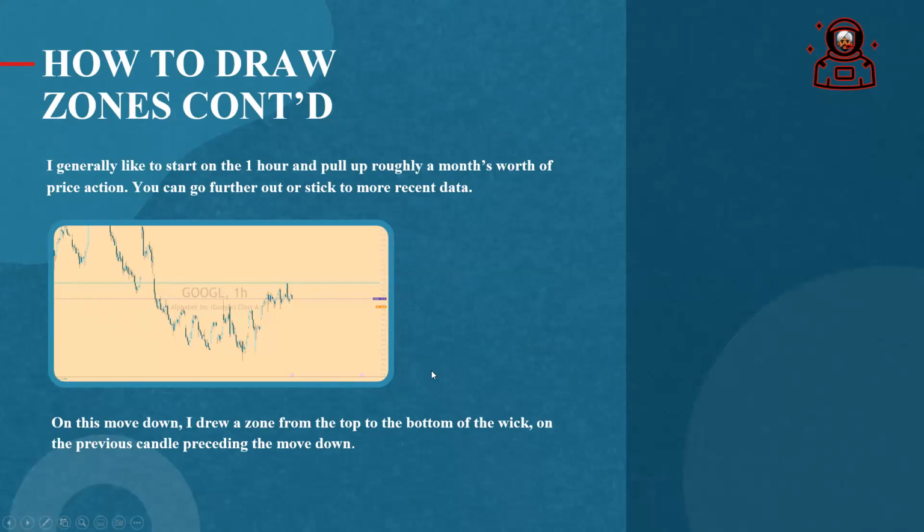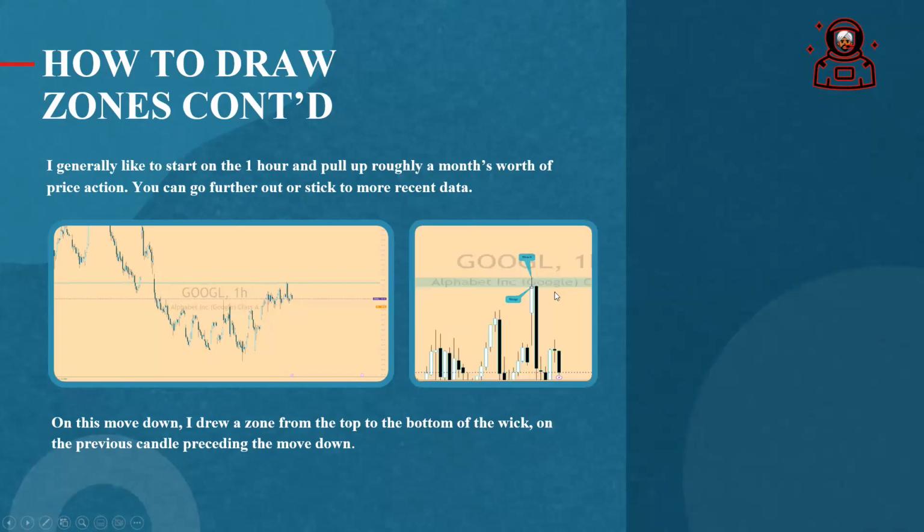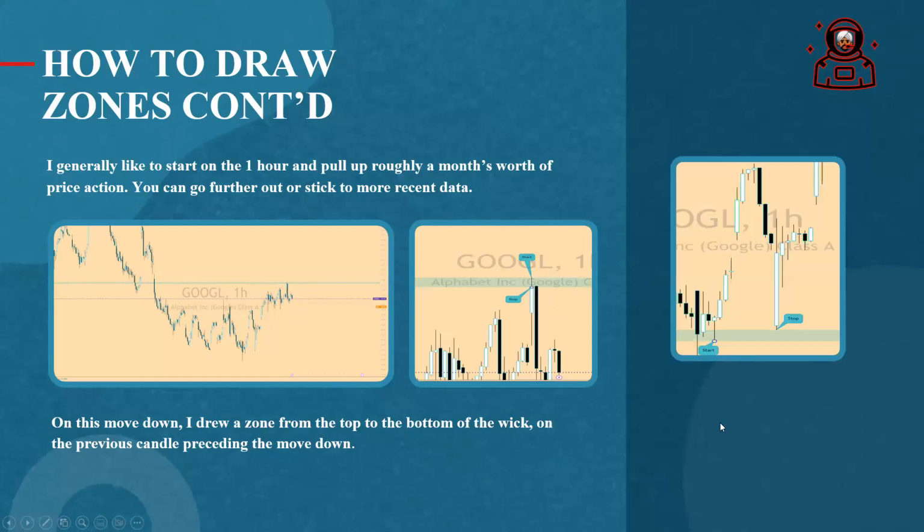Oh yeah, on this, I'm sure this is way too small. But right here, I drew a zone from the top of the wick to the bottom of the wick on Google because it captured this huge move down. And on the left, you can see it captured some of this move up and some of this move down. Oh, here's a zoomed in part. I didn't even notice I did this. My bad. So see right here, I started from the top of the wick to the bottom of the wick. I just showed you guys on the chart. But that's my general zone, just the top of the wick to the bottom of the wick.